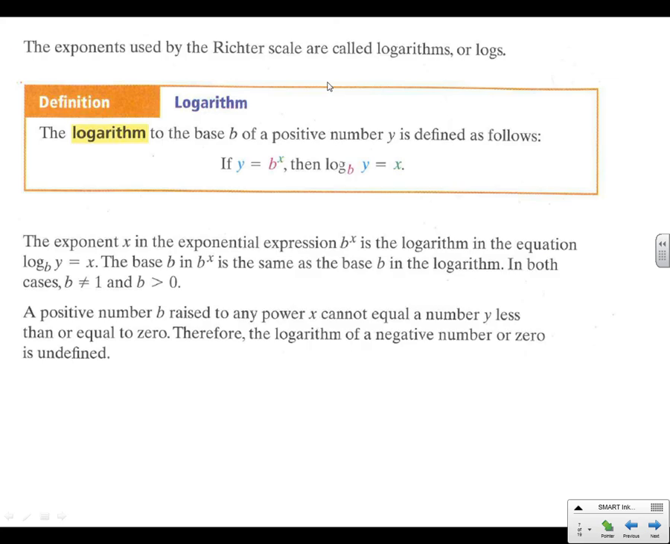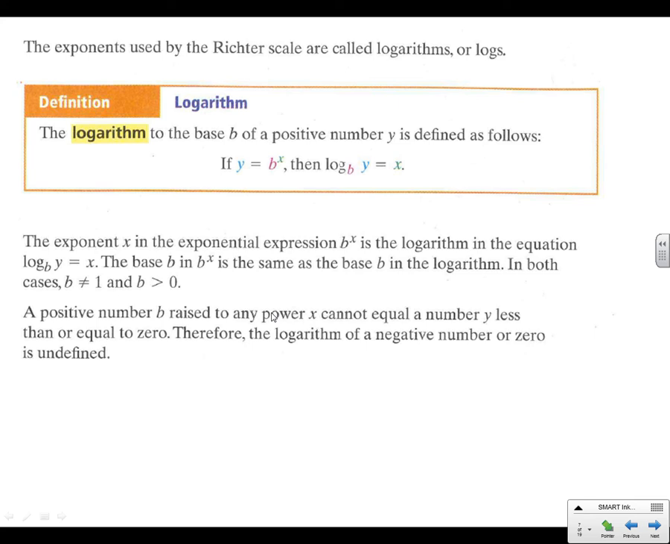So now that we've seen that, we're looking at what a logarithm is. Just like in the earthquake examples, we're trying to find the exponent. So if we have y equals b to the x, where x is the exponent, if you rewrite it where x, the exponent, is by itself, we would rewrite it using a logarithm base b of y. That's how we say it. Log base b of y equals x.